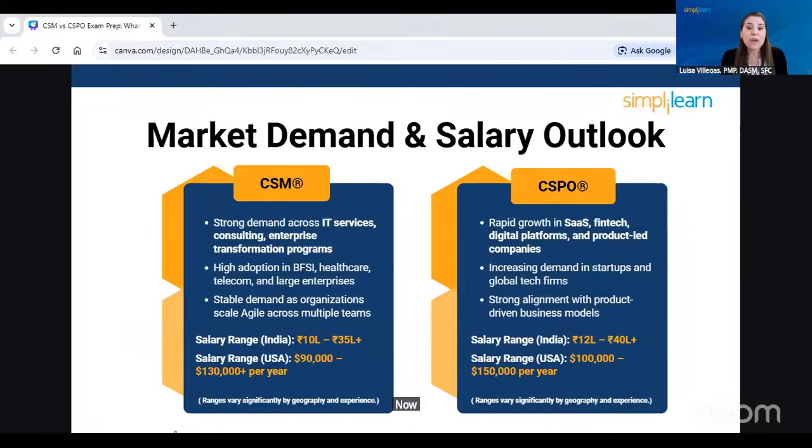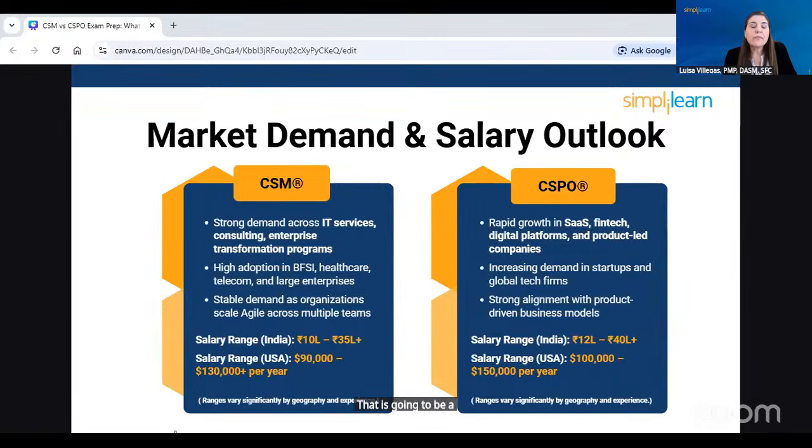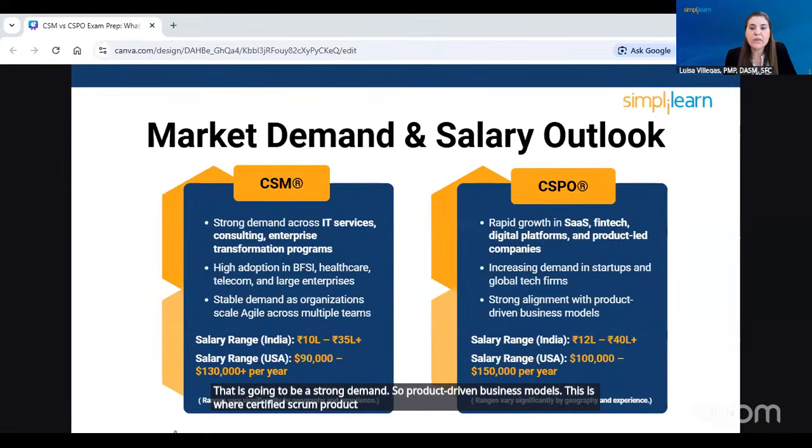Now, CSPOs, there's a rapid growth and demand for CSPOs in software as a service, in fintech, in digital platforms, in any company that is product led. So wherever they're building products, especially in startups and global tech firms, there is going to be a strong demand. So product driven business models. This is where certified Scrum product owners are going to be in high demand.